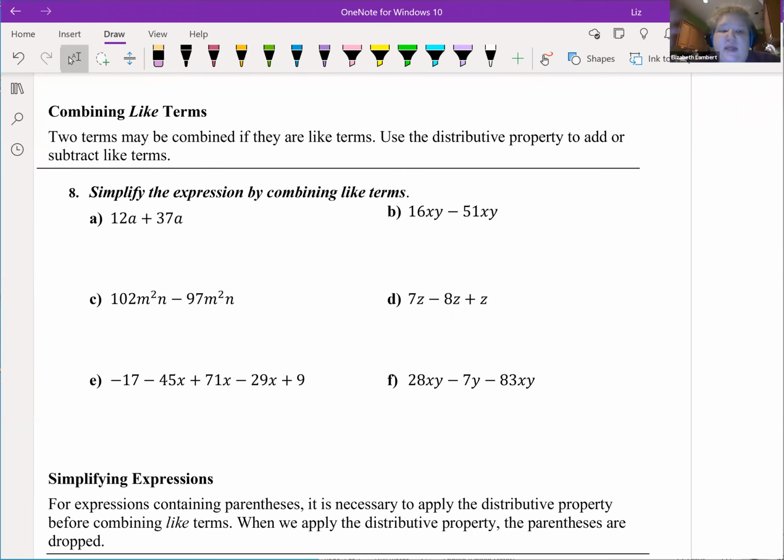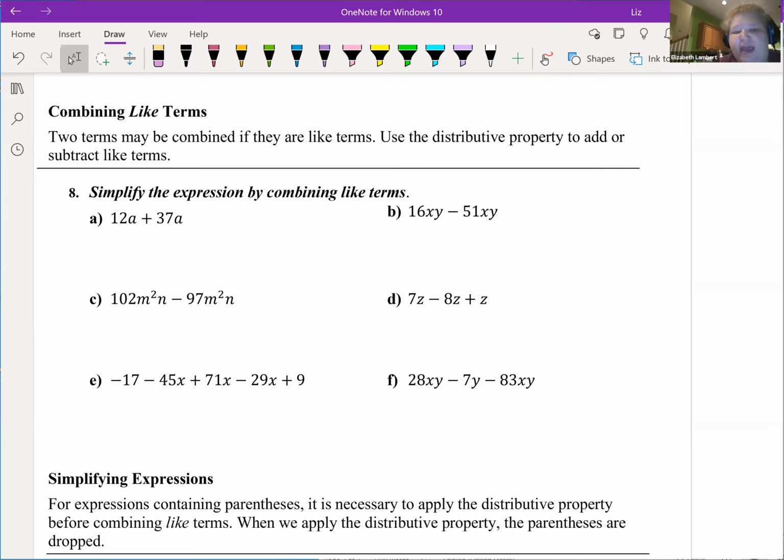All right, so if they are like terms, then we're going to combine them. Use the distributive property to add or subtract like terms. So when they say use the distributive property, what we're going to do is use the distributive property backwards. So we are going to undistribute.